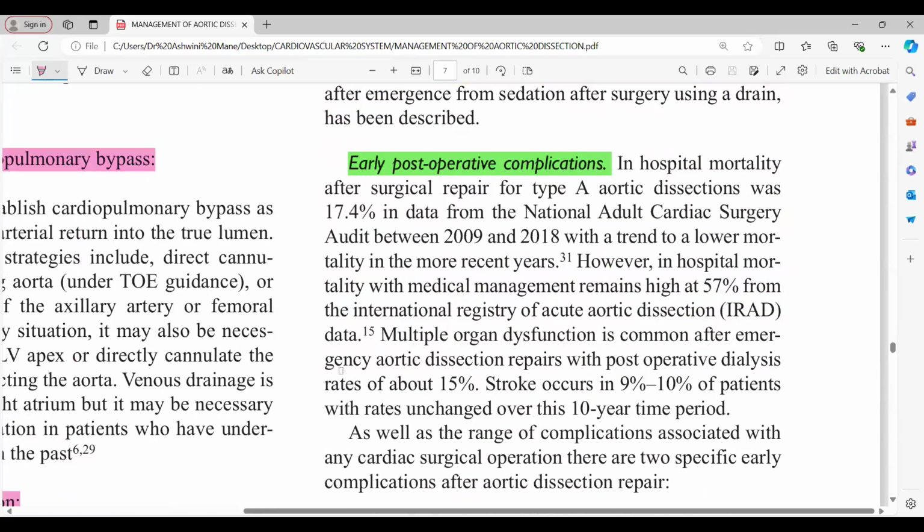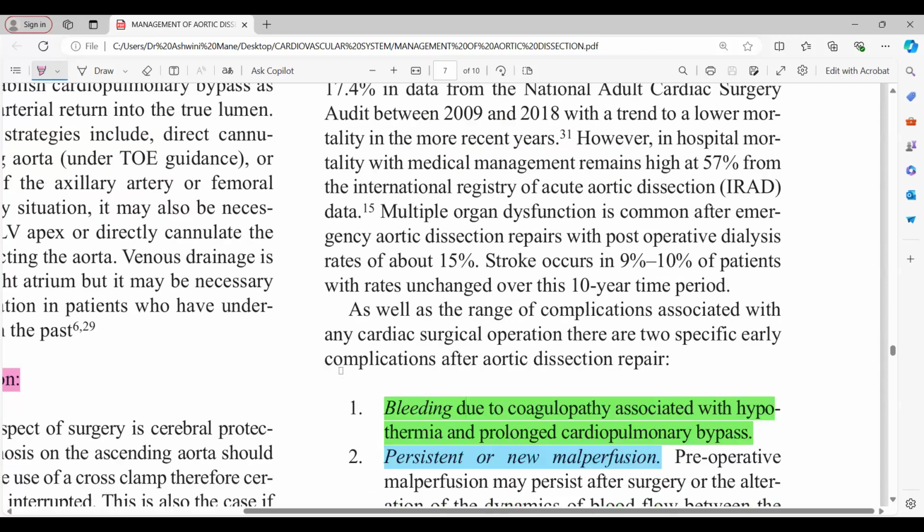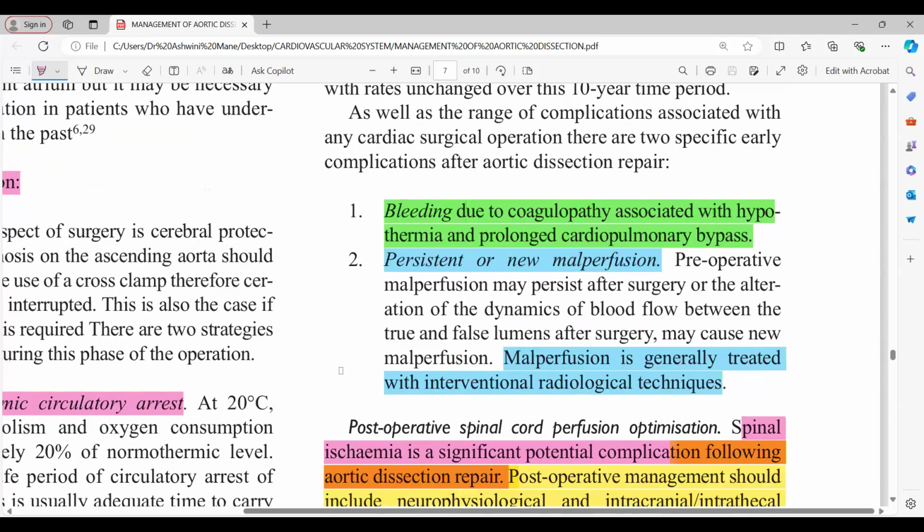Now, after surgery, when the patient is coming to the ICU for post-op care, we need to be aware of the early post-operative complications. These include bleeding due to coagulopathy associated with hypothermia and prolonged cardiopulmonary bypass, then persistent or new malperfusion. So, pre-operative malperfusion may persist after surgery, or the alteration of the dynamic blood flow between the true and false lumen after surgery may cause new malperfusion. The malperfusion is generally treated with interventional radiological techniques.